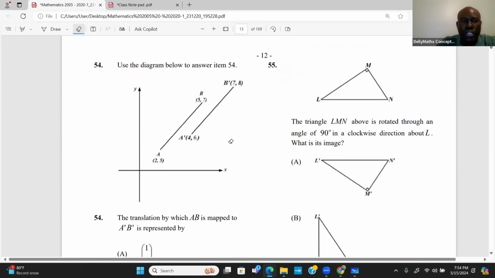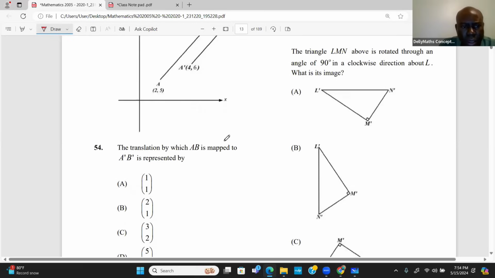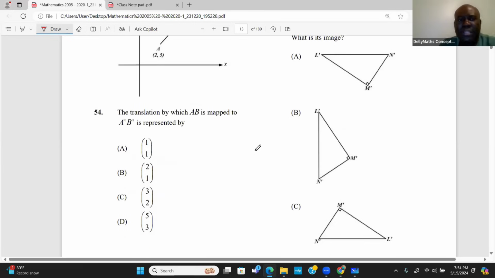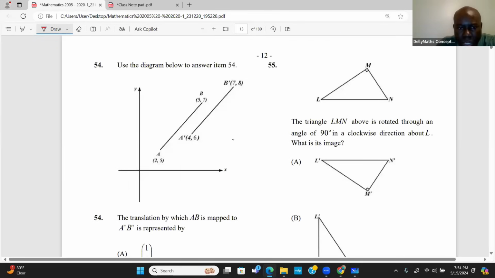All right. Use the diagram below to answer 54. So what is 54 asking? So see, they're doing transformation now. You can see it. The translation by which AB is mapped onto A prime B prime is what? So you take a look. AB changes to this. They're asking you, which transformation? Is it a reflection, a rotation, an enlargement, or a translation?